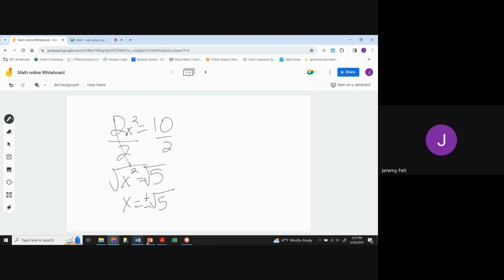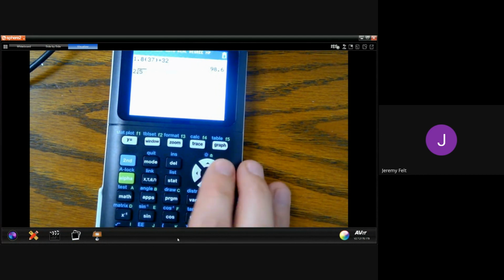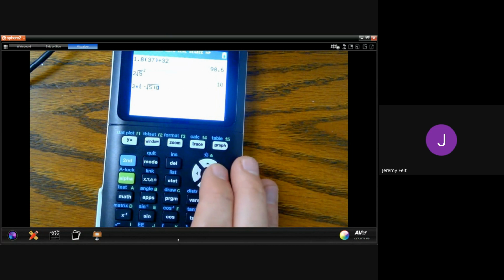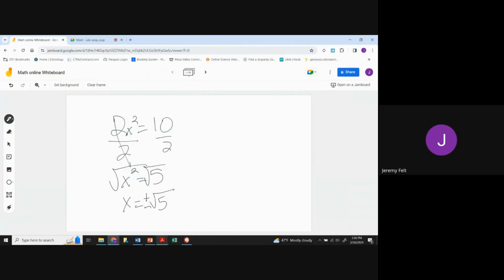Let's use our calculator. We'll do 2 times the square root of 5 squared. That equals 10. About 2 times, I use parentheses just to make sure I don't mess up. Hold on. And that equals negative 10. So let's make sure we did it correctly.